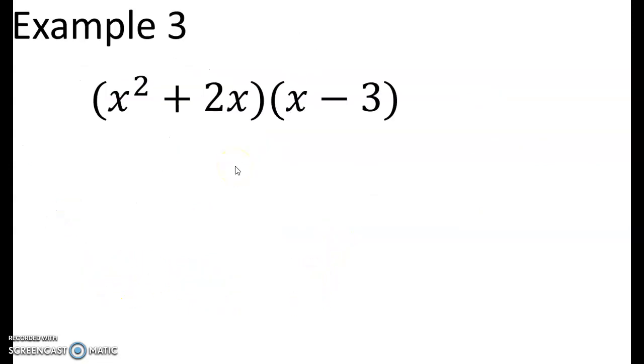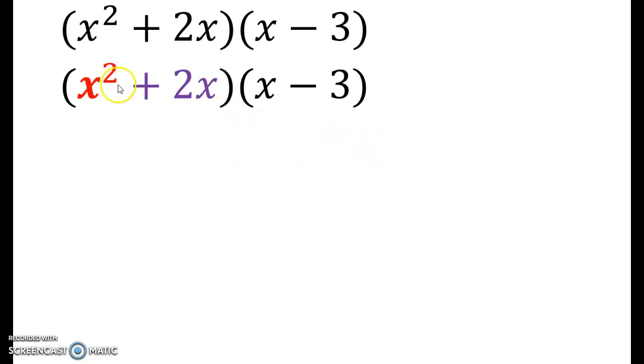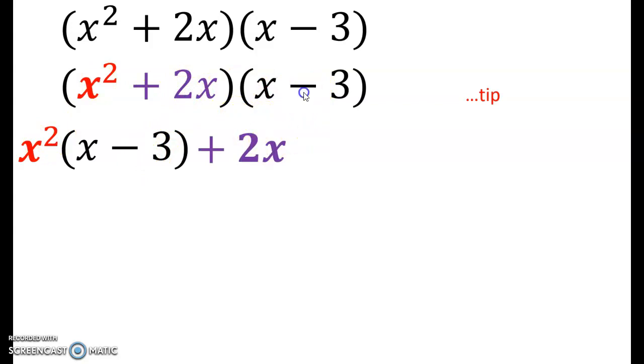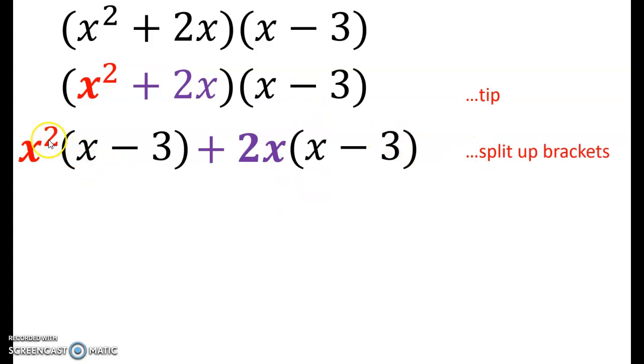We have one more example here, x squared plus 2x times x minus 3. So again our colour coding going on for the first two parts, red x squared and purple plus 2x, and splitting them up we get x squared multiplied by x minus 3. And so that's the first part of the first bracket multiplied by all of the second bracket, and the second part of the first bracket, which is purple 2x, multiplied by all of the second bracket. That's splitting them up.